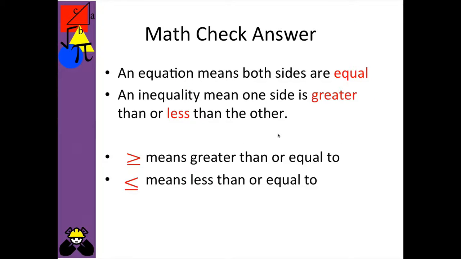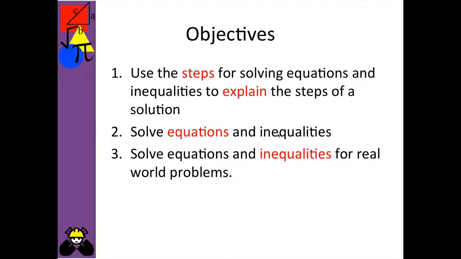Welcome back. An equation, with the equal sign, means that both sides are exactly equal to each other in value. An inequality means one side is greater than or less than the other. Now the symbols, this symbol, greater than or equal to, means greater than or equal to. It's got the 2 symbols in one. The greater than sign on the top and half the equal sign on the bottom. The second one means less than or equal to.